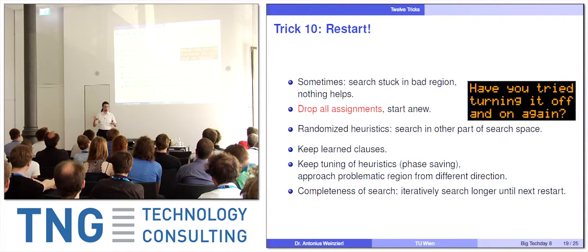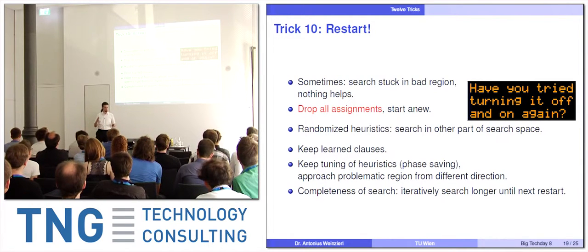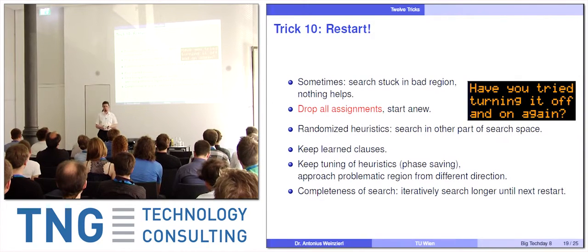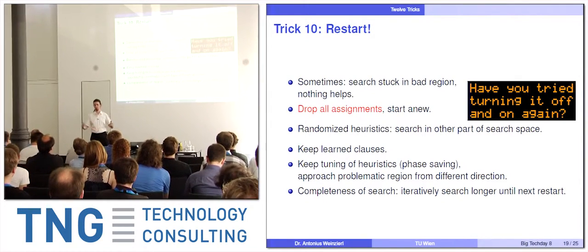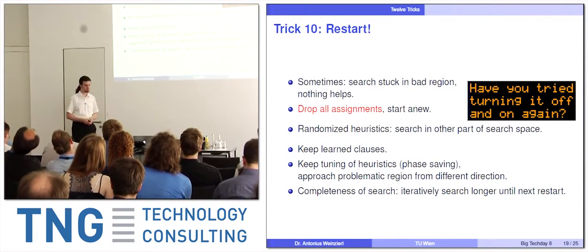And also, if we have our heuristics a little bit randomized, then this means we will go to another part of our search space. So we are approaching the same problem from a different angle or a different perspective, and maybe see a solution then.